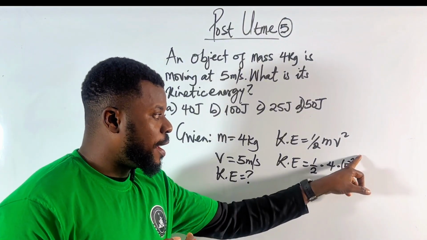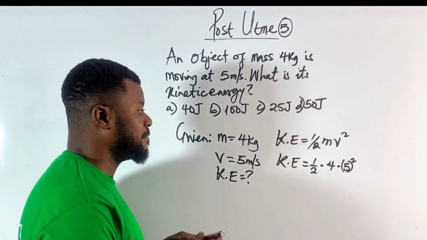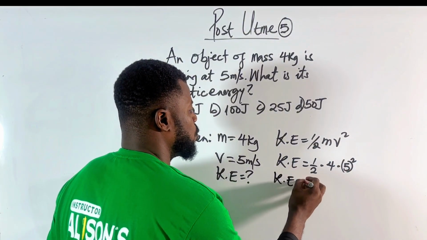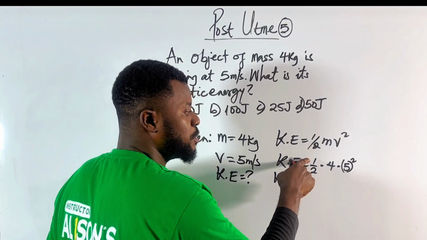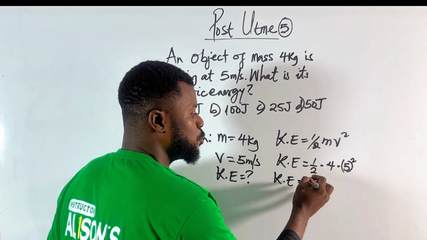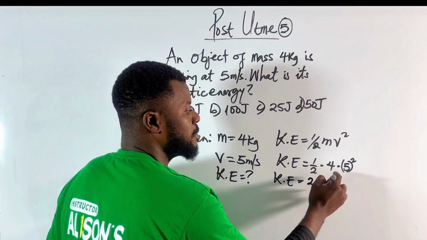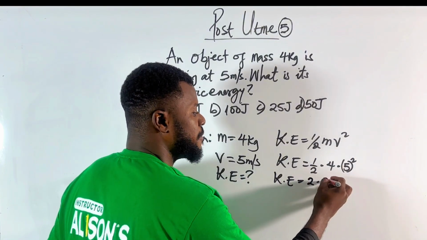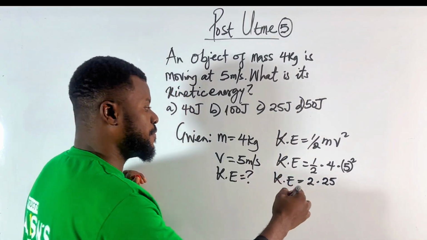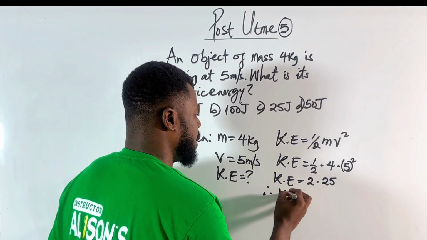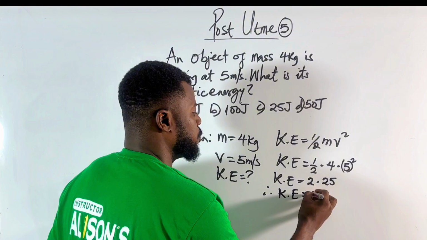But if you square it, 5 squared means 5 times 5. So kinetic energy will be equal to half of 4, which is 2. It means 1 times 4 divided by 2 gives 2, times 5 squared, which is 5 times 5, which is 25. So 2 times 25 is 50. Therefore, kinetic energy will be equal to 50.